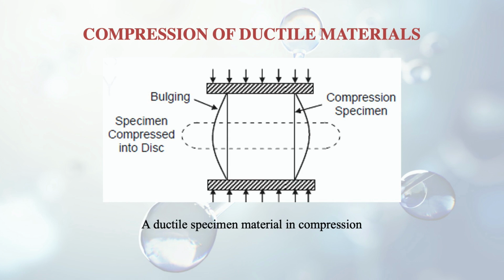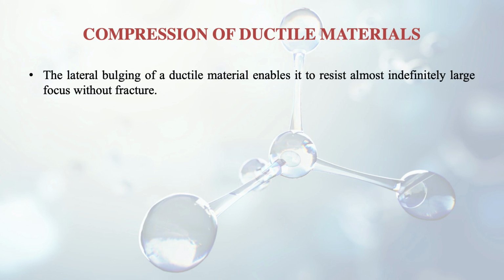If we keep on applying this compressive load, the ductile material will keep on taking the load and will finally get converted into a disc, but it will not break. So the lateral bulging of a ductile material enables it to resist almost indefinitely large forces without fracture. That's why I told you earlier also that lateral bulging will keep on happening in the case of ductile material, and it will be able to resist it without any fracture.